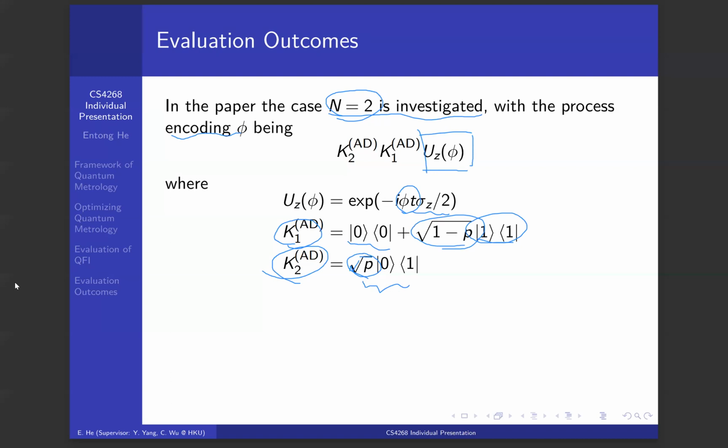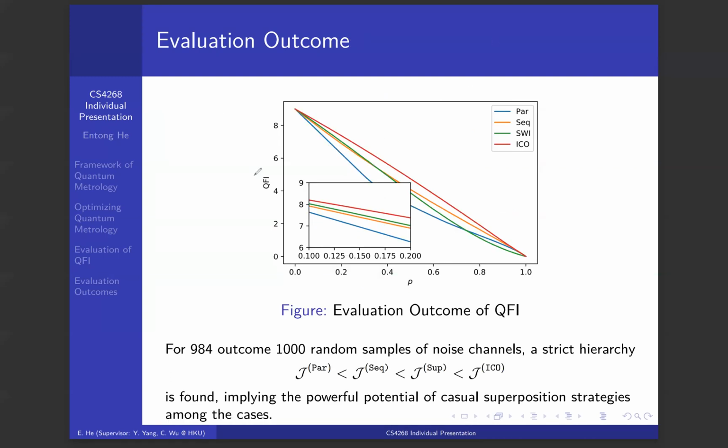After evaluating the performance, they found that the QFI under different scenarios actually has a hierarchy. For 984 outcomes from the 1,000 random samples of noise channels, a strict hierarchy was found. With respect to the damping coefficient p, they found that the QFI of parallel is strictly less than sequential, which is strictly less than the superposition, which is strictly less than the final one, the general indefinite causal order. So it implies a powerful potential of the causal superposition strategy among all the cases.